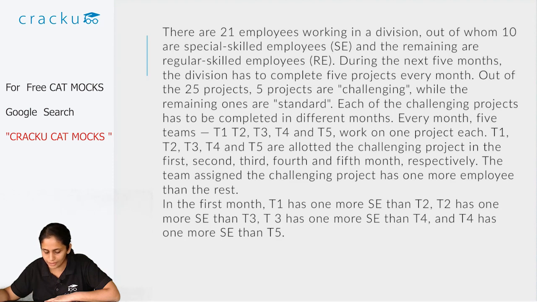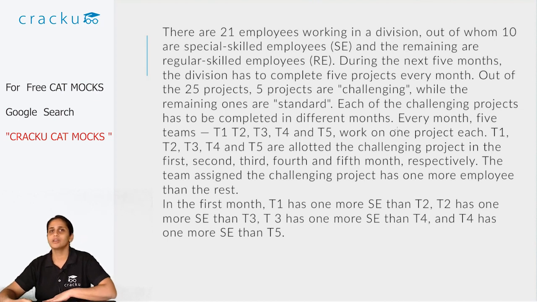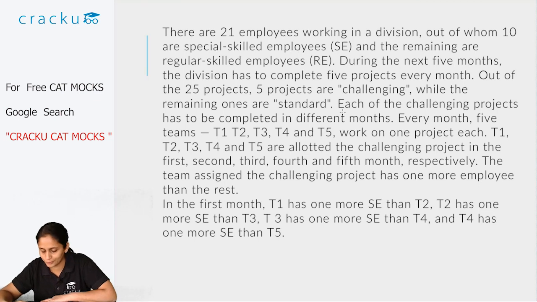Every month, 5 teams T1, T2, T3, T4 and T5 work on one project each. T1, T2, T3, T4 and T5 are allotted the challenging project in the first, second, third, fourth and fifth month respectively. The team assigned the challenging project has one more employee than the rest. So if you see, there are 21 employees and 5 teams. So there should be around 4 employees per team, and the team doing the challenging project has one more employee. So only that team will have 5 employees. The remaining 4 teams will have 4 employees essentially.